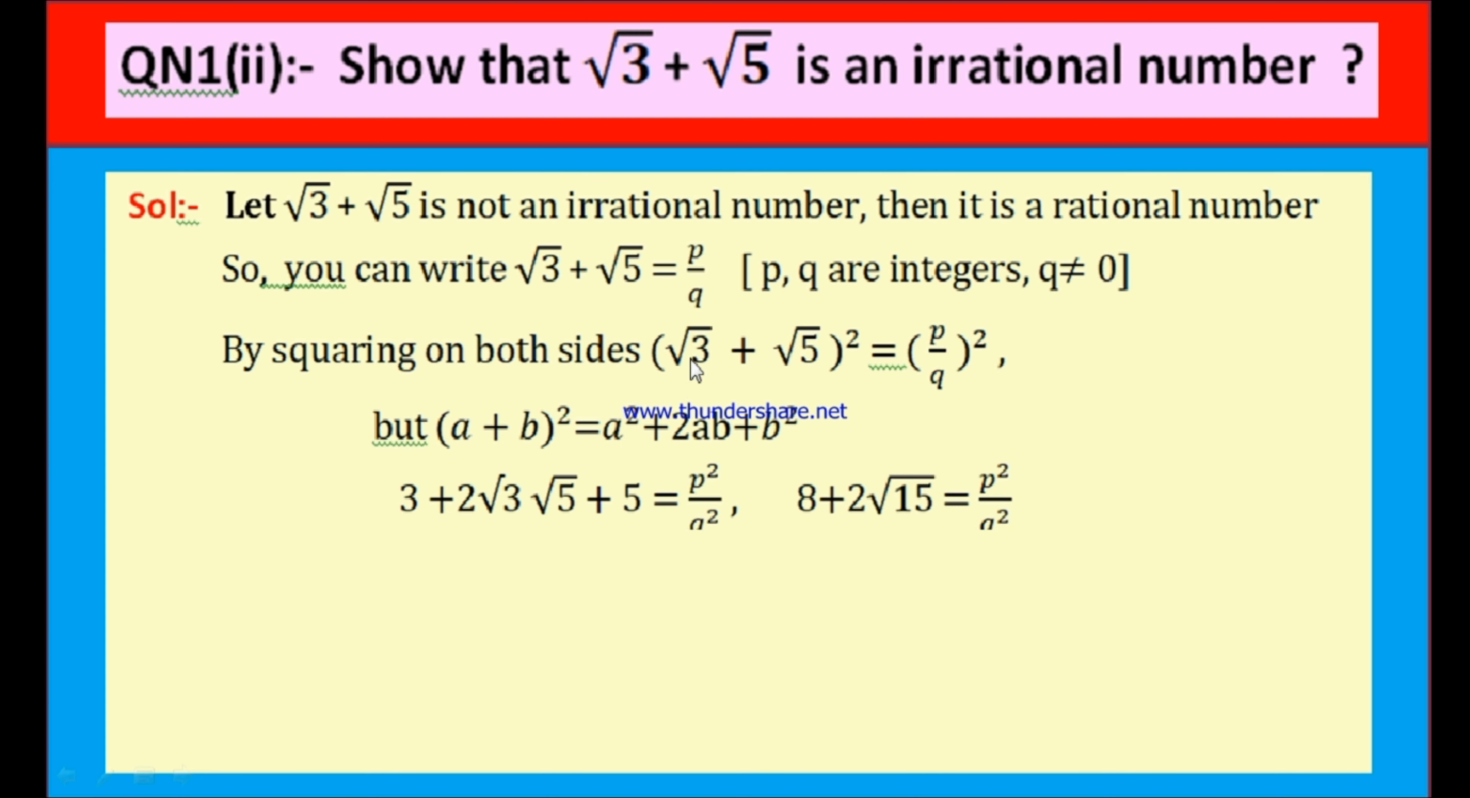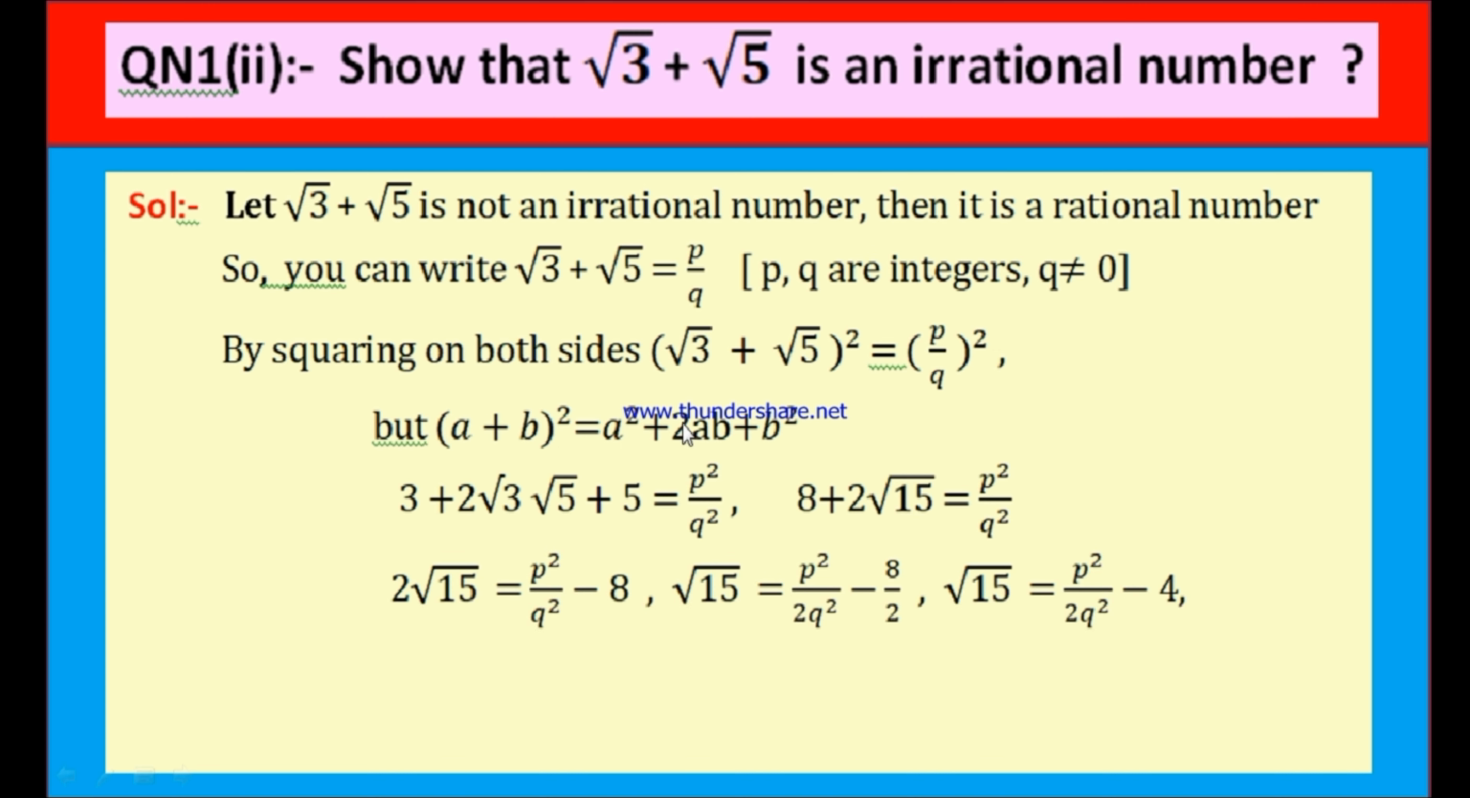Now LHS is in the form of a plus b whole square. What is the formula to find a plus b whole square? A square plus 2ab plus b square. That is, a square means root 3 whole square is 3, plus 2ab, 2 into root 3 into root 5, plus b square means root 5 whole square is 5, is equal to p by q whole square. P by q whole square is p square by q square.